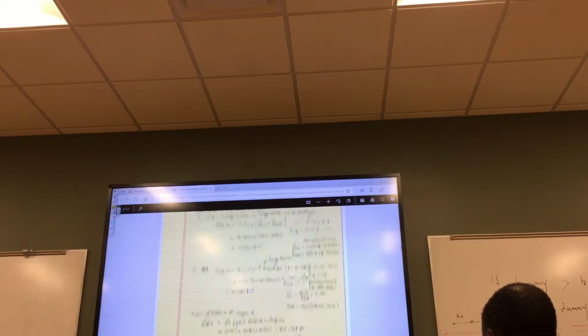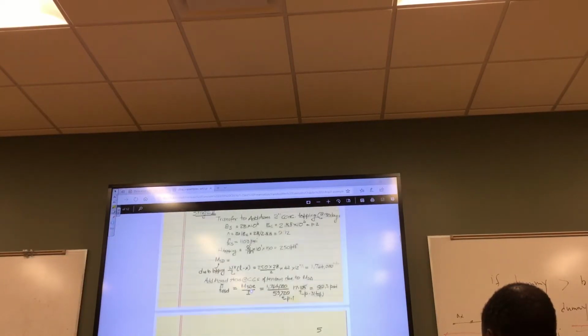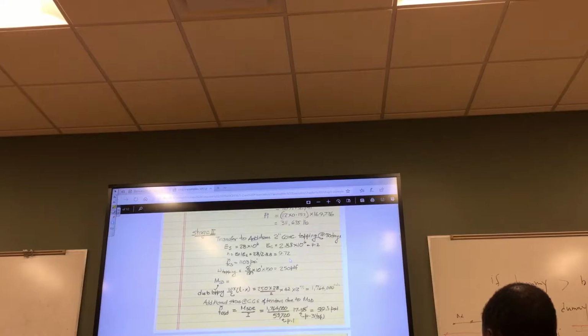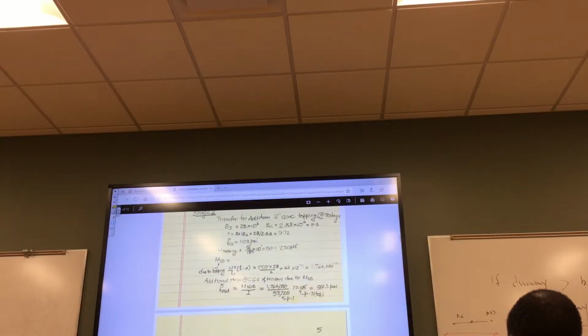Stage 2, because our stages are still the same, right? Stage 2 is the transfer to addition of 2-inch concrete topping at 30 days. After 1 month of this casting, we put this top layer of concrete in the field. Because these are factory made, they assemble together, then you put the topping, right? So at that stage, we calculate the FCS, which is the stress in the concrete at the center of the pre-stressed steel, right?